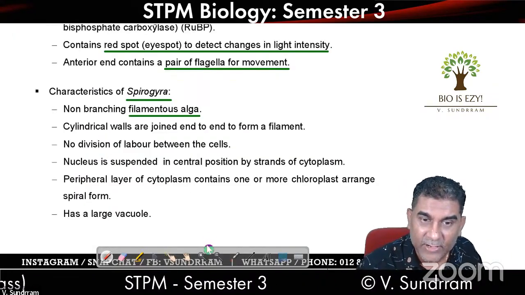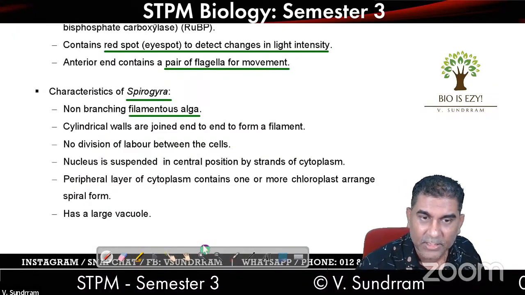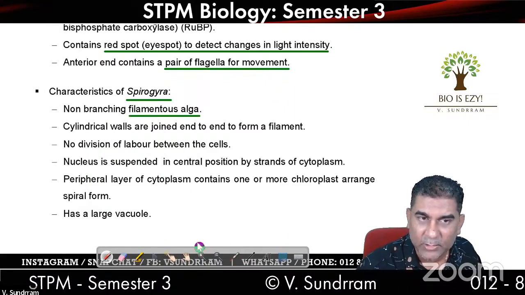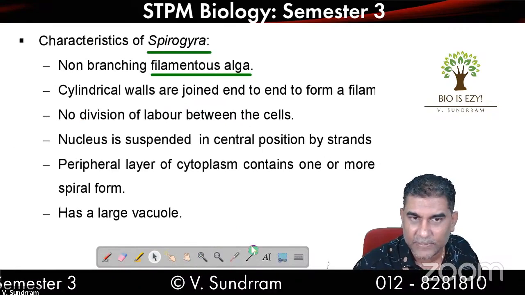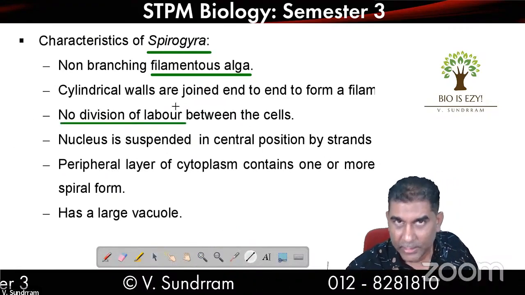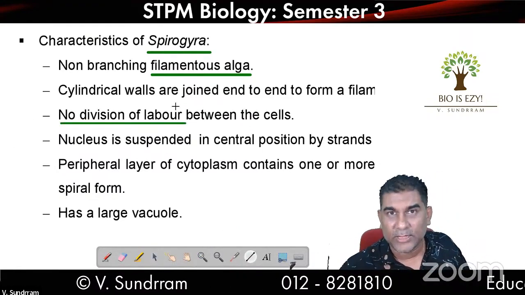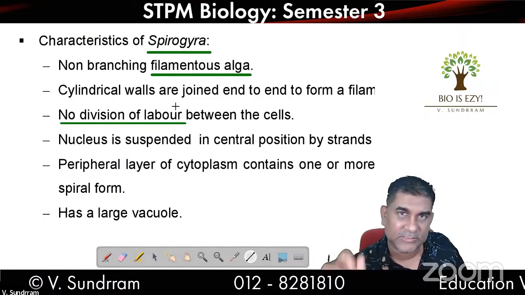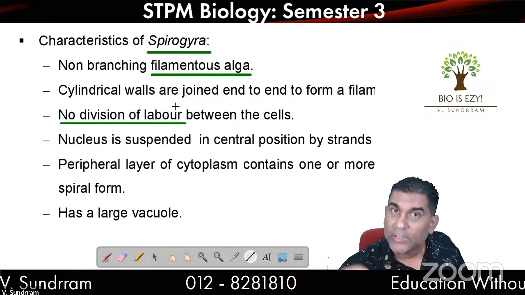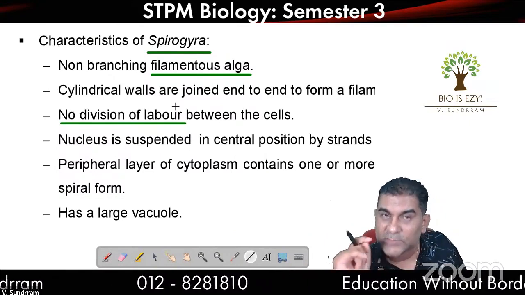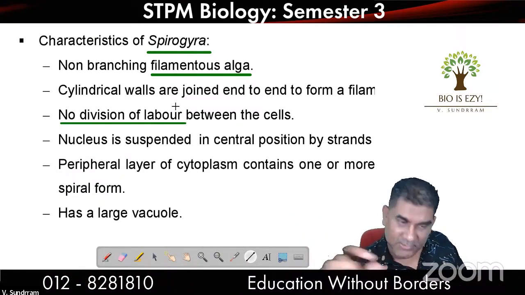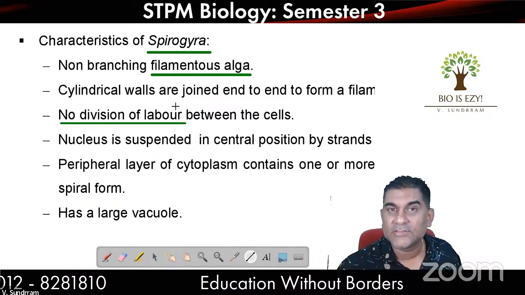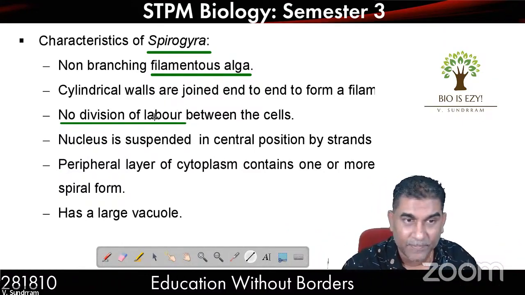Characteristic: filamentous alga. The wall is joined end to end to form filament. No division of labor. So this is important. Meaning they are not working together. Every cell is an individual cell. If they work together, they become tissue, then you must put this under a different kingdom. Because they are individual cells in a row, so it's Protoctista.